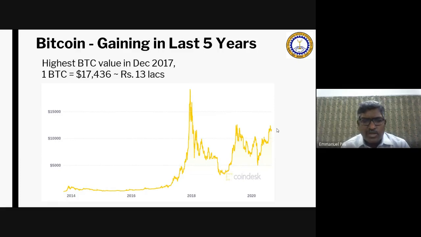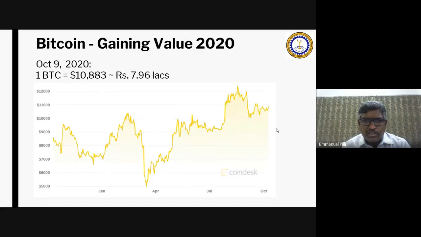So if you had 10 Bitcoins, you were a crorepati, you can think of. So that was good enough. As of October 9th, today, it is around $10,000, so roughly 8 lakhs. That is the cost as on date. If you have one Bitcoin, you have 8 lakh rupees.